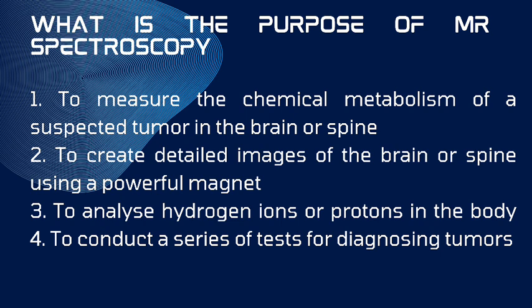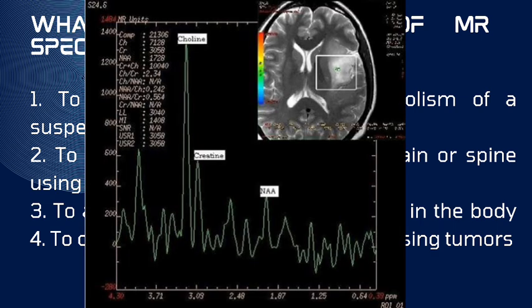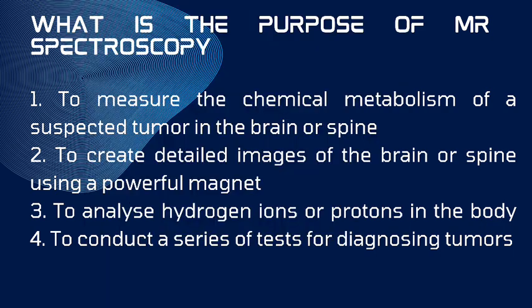What is the purpose of MR spectroscopy? Option A, to measure the chemical metabolism of a suspected tumor in the brain or spine, and that is the right option among all the options. So we do MR spectroscopy to analyze what metabolites are present in a brain tissue or in a section of brain tissue, like tumors or other pathologies, and by analyzing this data we can understand what is happening in that tissue. So it is also called virtual biopsy. So this one is the right answer.